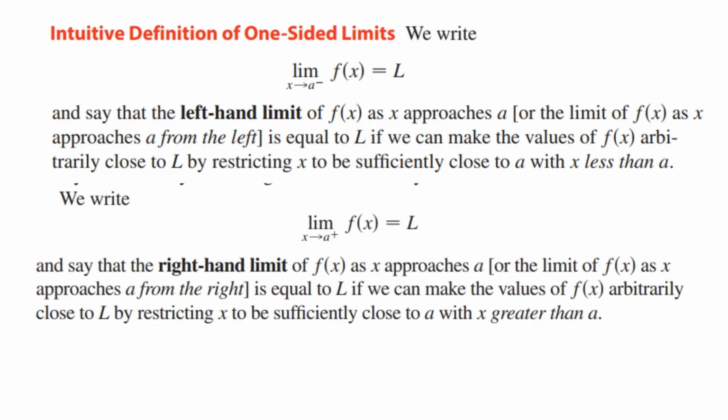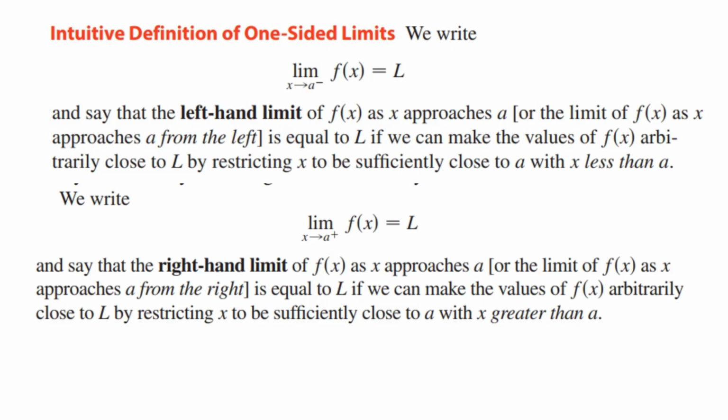The right-hand limit is the one that has plus. It means that the limit of the function f of x as x tends to a from the positive axis, which is from the right-hand side, is equal to L, just like we've seen before.